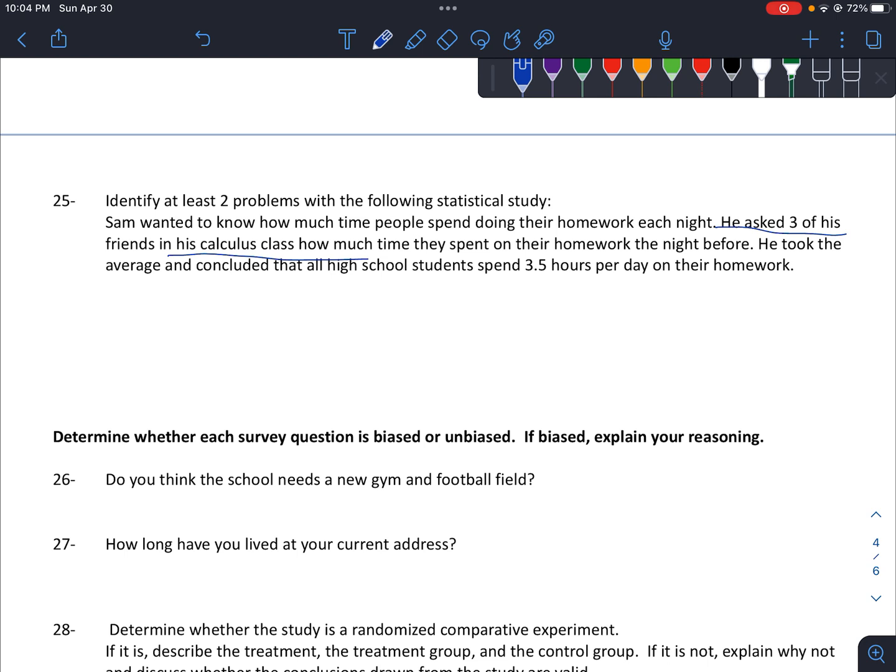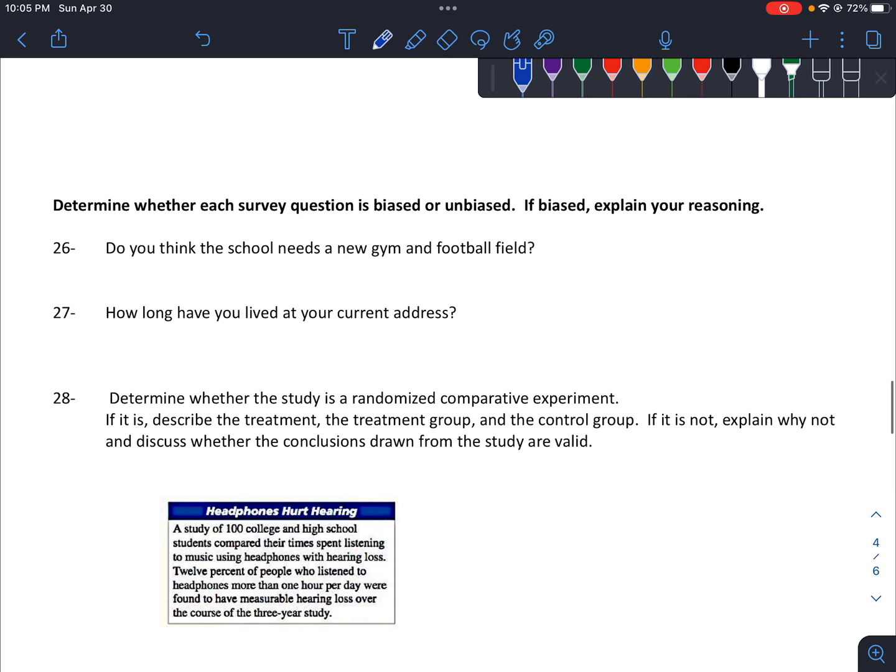Calculus class is who he's asking. The night before as well. He took the average and concluded that all high school students spend 3.5 hours per day on their homework. So definitely three is a small sample size. He's only picking people from calculus class, and he's asking from the night before. So you should probably ask people from all types of classes, and you should probably collect the data for more than just one night, because 3.5 is probably a large average. You can pick from any of those problems right there.